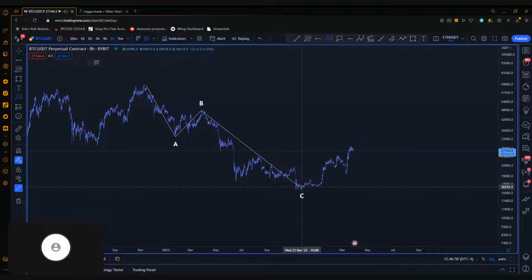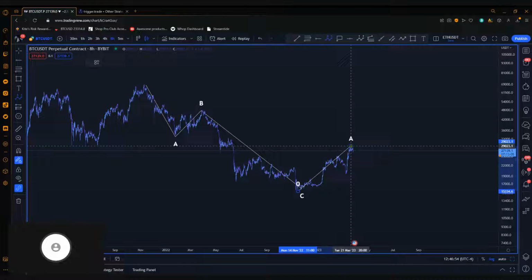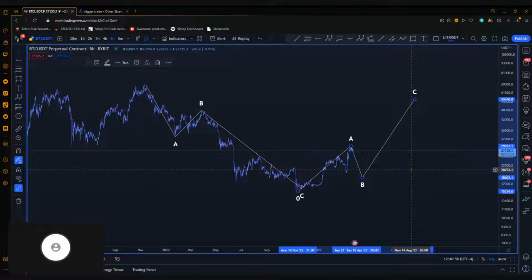If that is the case, we have a possible ABC here. All right, that could turn into one larger A. We're probably going to get some sort of pullback for a B and a continuation for a C. Just an idea. I don't really know exactly how it's going to play out, but something along the lines of that is something I would most likely want to see if we are going to go ahead and reach for more upside.